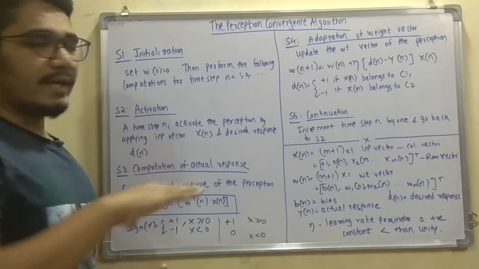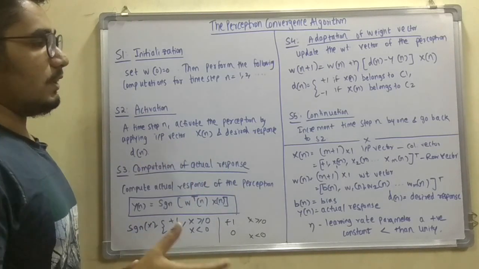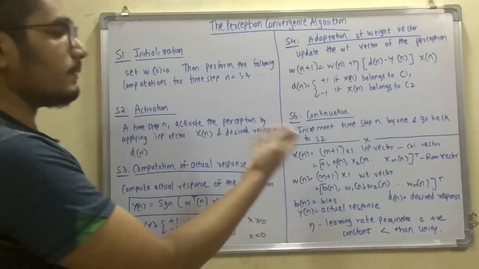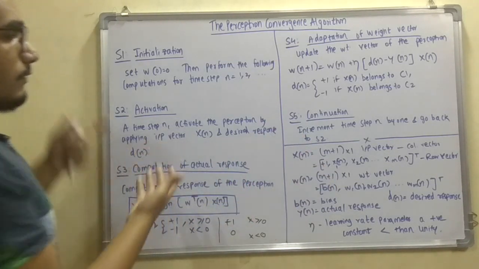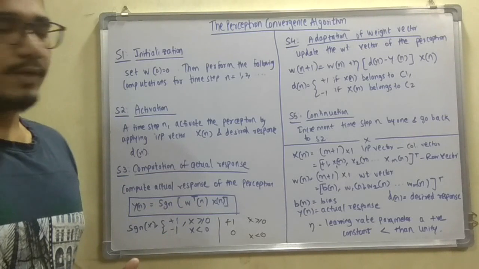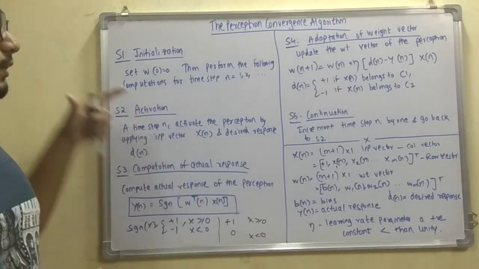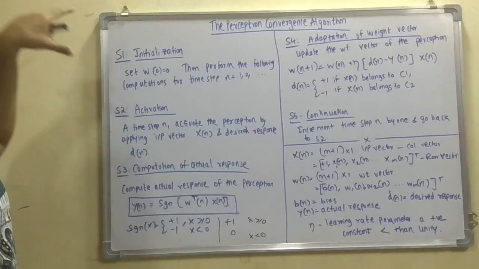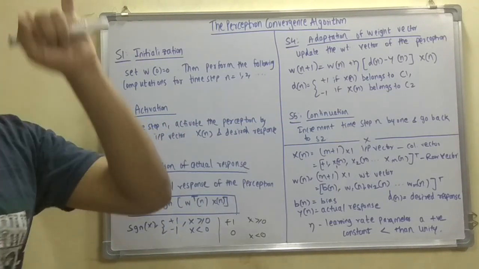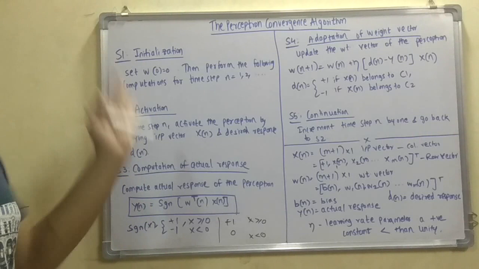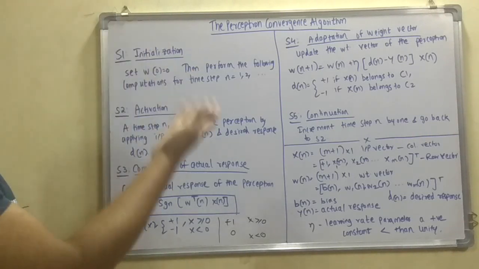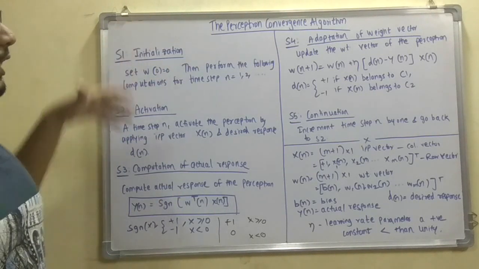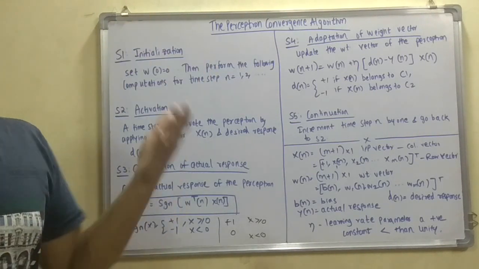And the final step is the continuation. Increment time step n by one and go back to step 2 and do the whole process from activation till continuation. So it's simple. First initialization, then activation, then computation, then adaptation, and finally continuation. So this is all about the Perceptron Convergence algorithm.